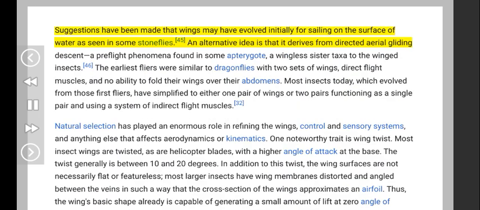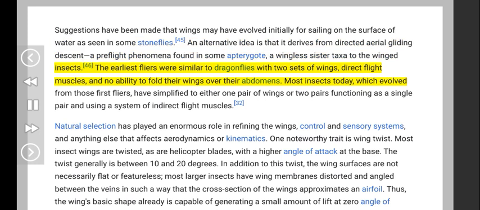Suggestions have been made that wings may have evolved initially for sailing on the surface of water as seen in some stoneflies. 45. An alternative idea is that it derives from directed aerial gliding descent, a preflight phenomenon found in some apterygote, a wingless sister taxa to the winged insects. 46. The earliest flyers were similar to dragonflies with two sets of wings, direct flight muscles, and no ability to fold their wings over their abdomens.